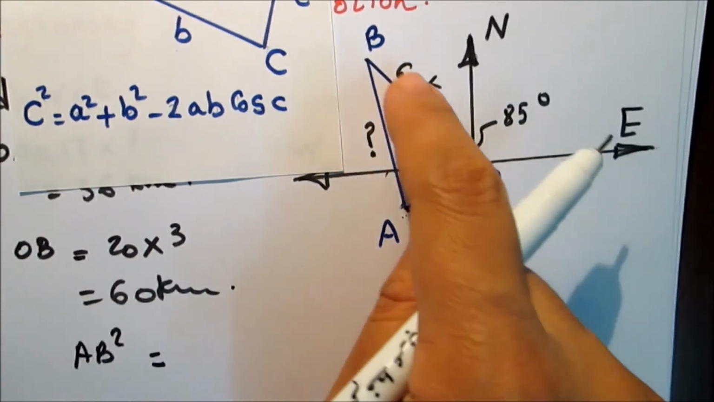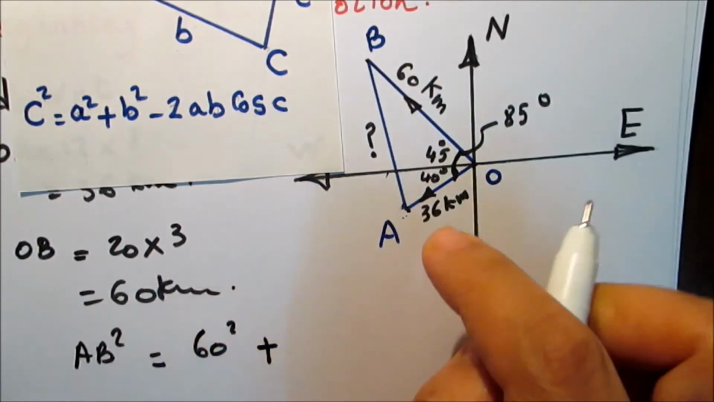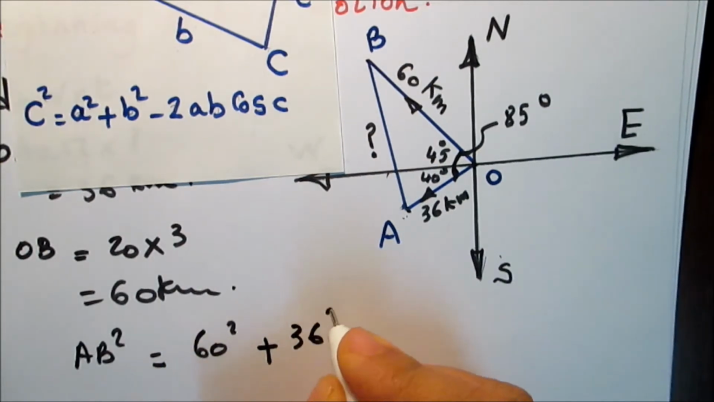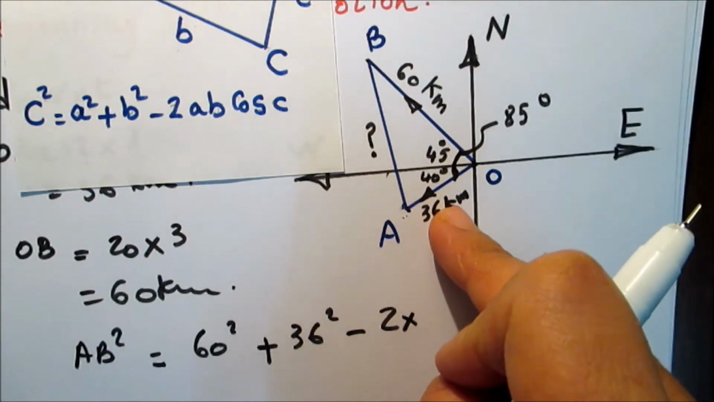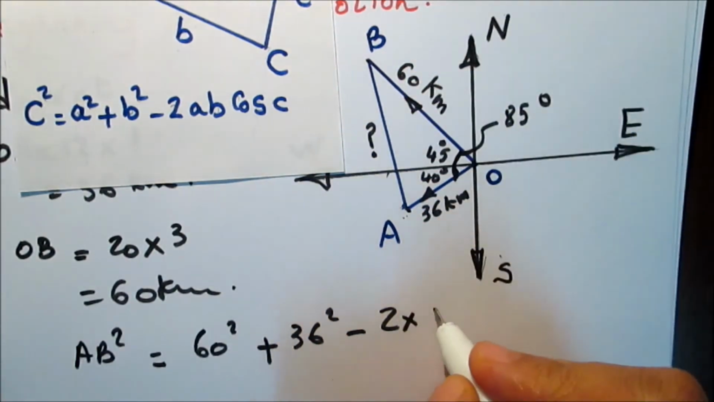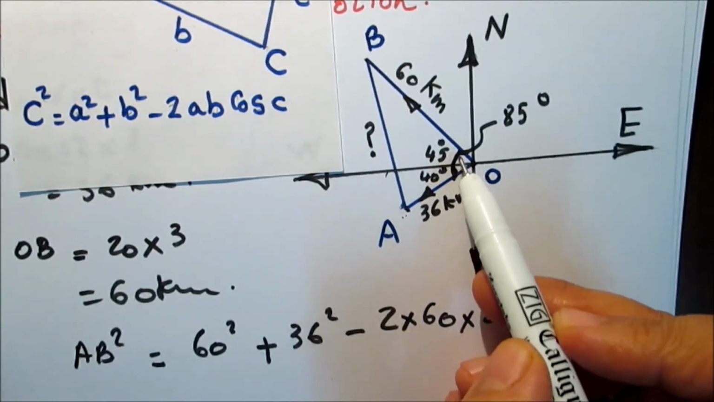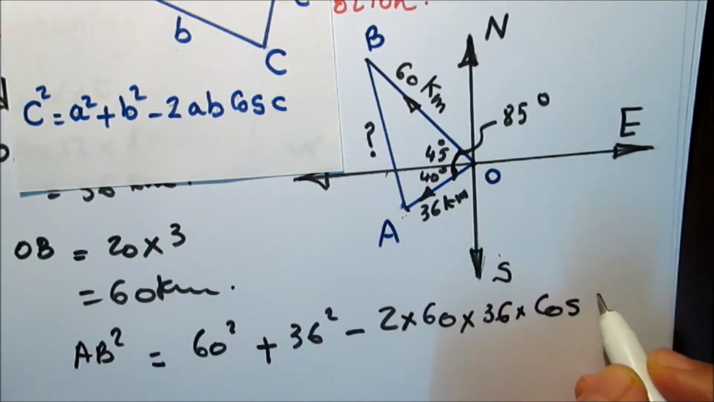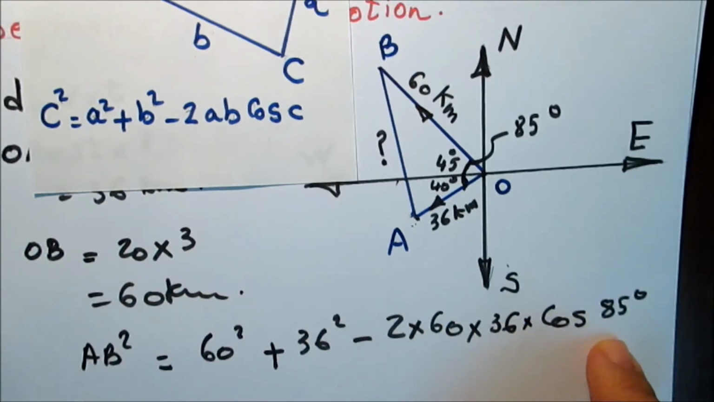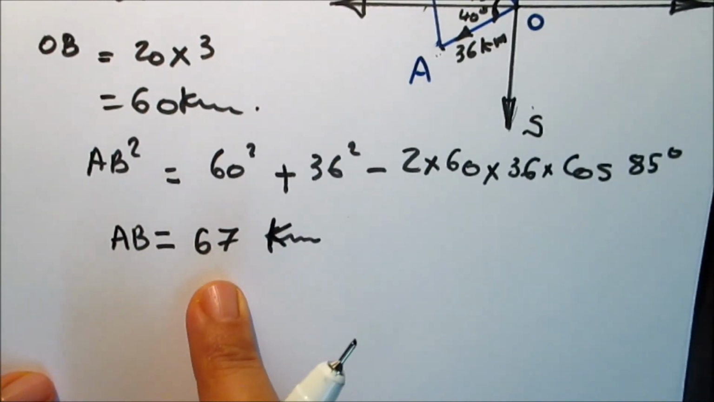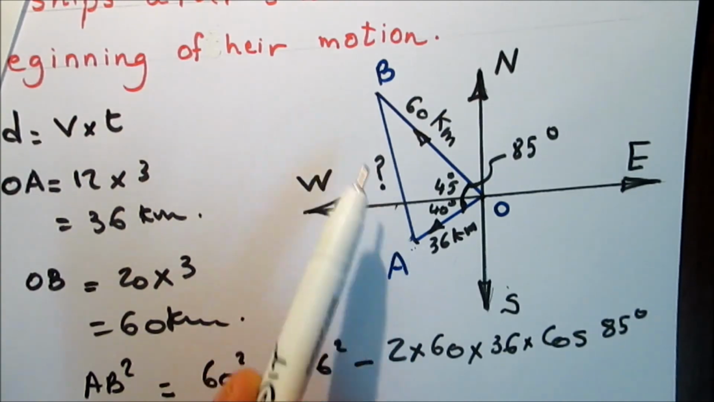equals the sum of the squares of the other two sides, 60 squared plus 36 squared, minus 2 times the product of the lengths of the two sides, 60 times 36, times the cosine of the included angle, cosine 85 degrees. So finally, don't forget to take the square root of the final answer. AB equals 67 kilometers, and this represents the distance between the two ships A and B.